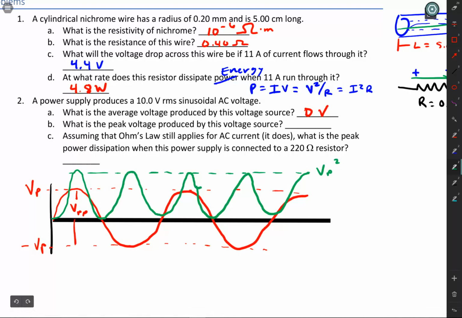Well, what's the average of this? The average of the green, since it's symmetrical but goes from 0 to V peak squared, the average is V peak squared over 2. That is the mean, the M in RMS, so the average of V squared. Then the last step is the root, the R in RMS. So we square root that, and VRMS is equal to the square root of V peak squared over 2. Well, the square root of V peak squared is V peak.